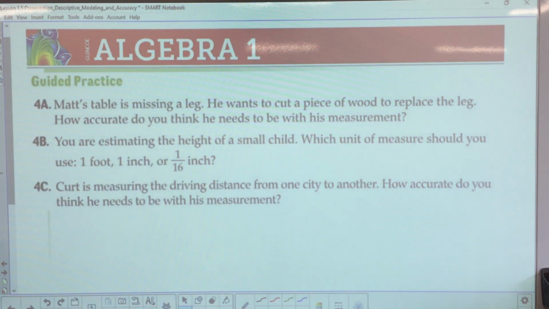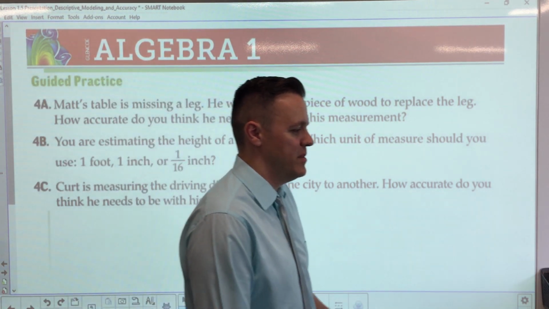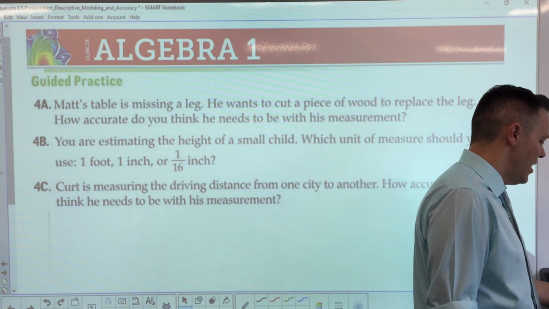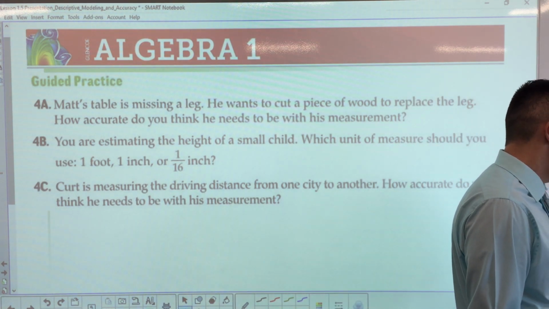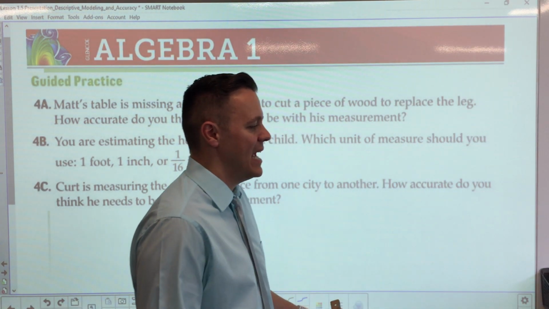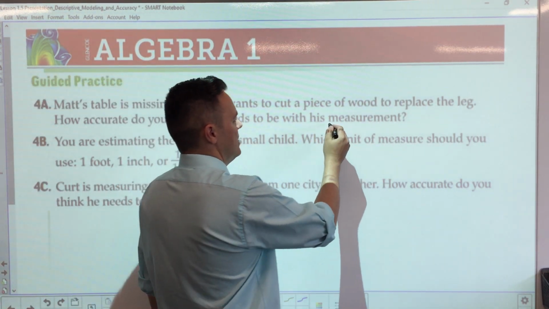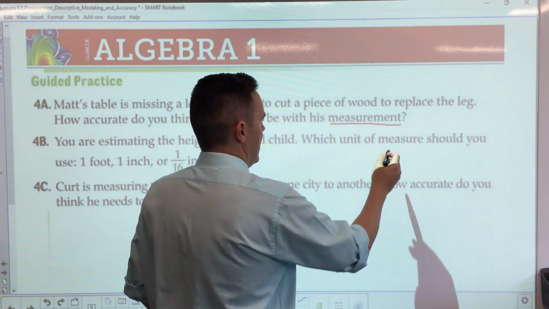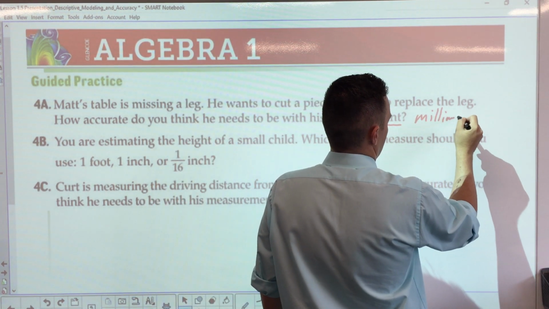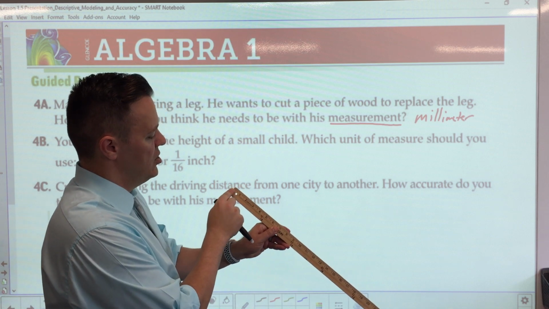All right, last but not least on this one, ladies and gentlemen, work on this guided practice. Matt's table is missing a leg. He needs to cut a piece of wood to replace the leg. How accurate do you think he needs to be in his measurement? You're going to look at page 36. For this exact answer, he would want to have it to the nearest what? It doesn't give you a measurement, but what's the smallest measurement we have on this ruler? It's going to be the millimeter. That's the actual smallest measurement because these increments here are quarters, or 1/8. You could use the 1/8 as well.